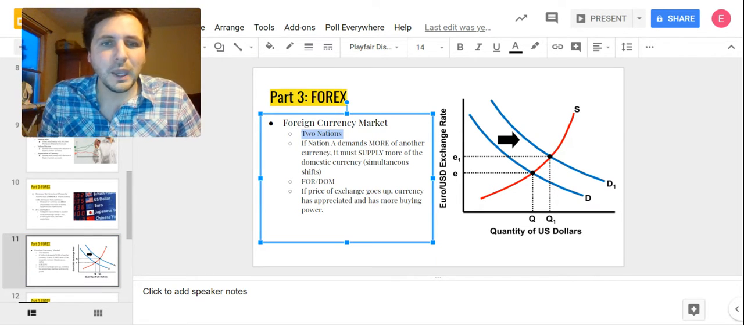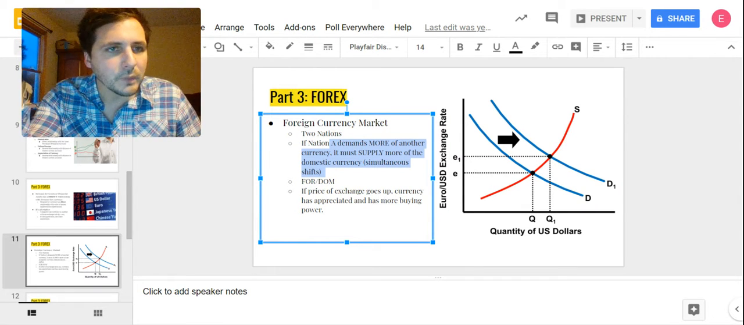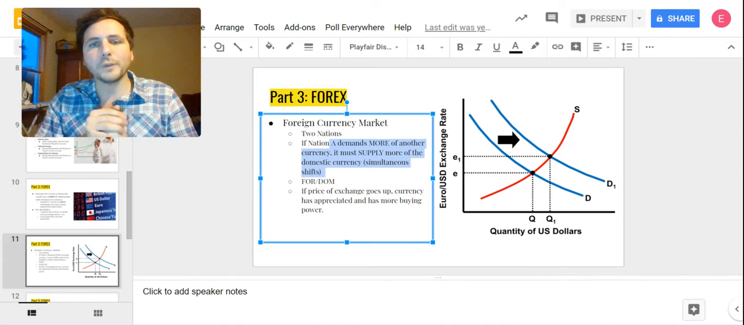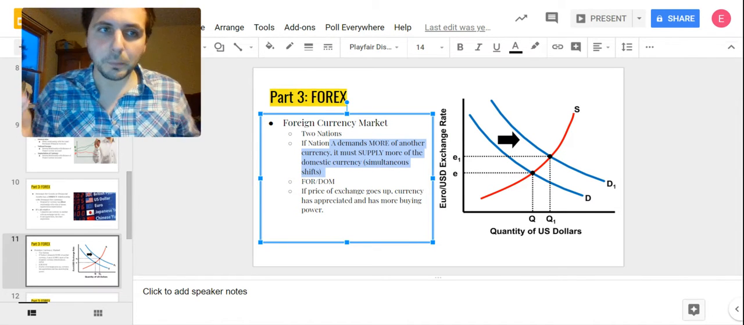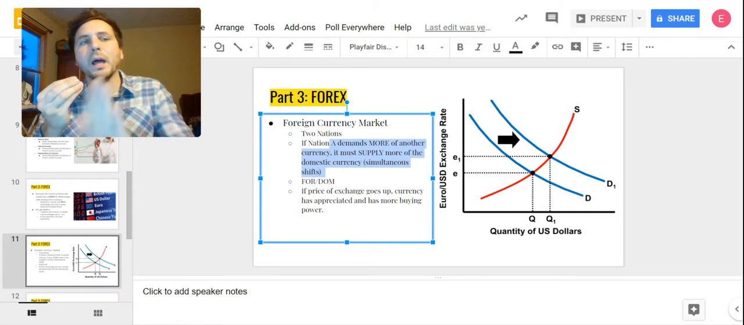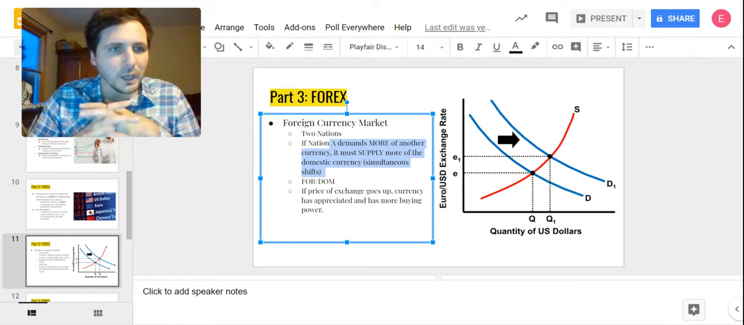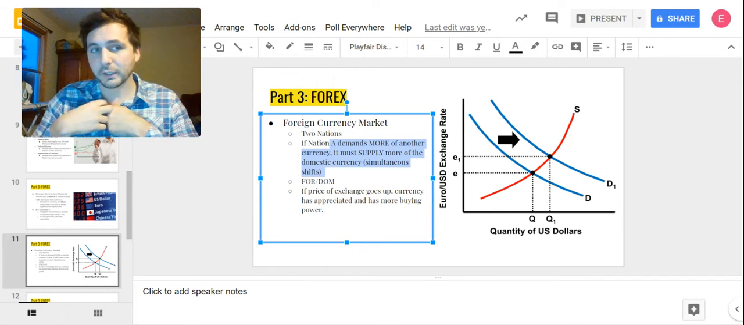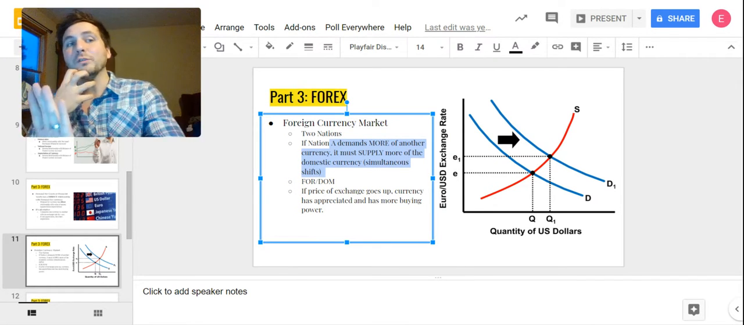currencies involved. And if nation A demands more of another currency, it must supply more of its own currency, right? So when the United States demands more euros, we have to supply more American dollars, right? It's an exchange. I can't just get euros for nothing. I get euros, I give dollars.